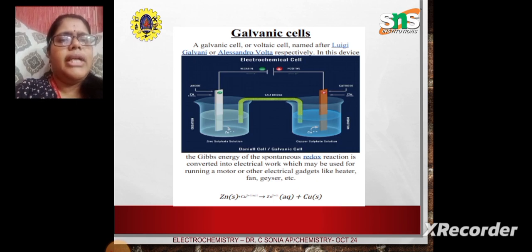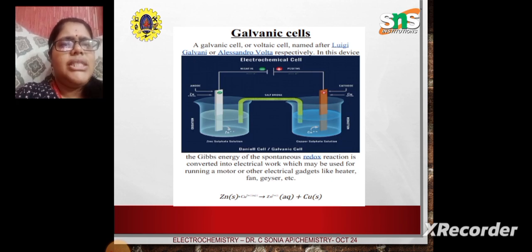In this device, the Gibbs energy of the spontaneous redox reaction is converted into electrical work, which may be used for running a motor or other electrical gadgets like a heater, fan, geyser, etc. This is just the representation of a galvanic cell that we have seen from the beginning. Here the Gibbs energy is converted into electrical work, which may be used for running a motor or other electrical gadgets.